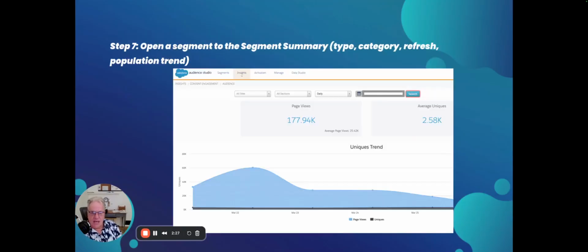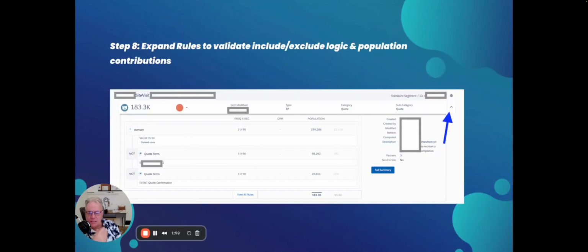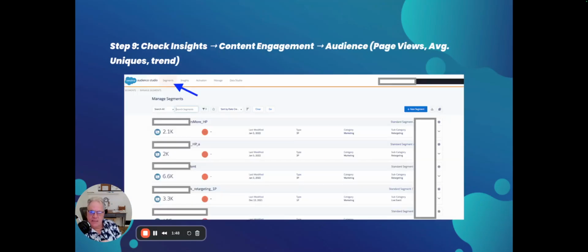I blocked this out. And here, for instance, are the insights. You know, how many page views, average uniques, page views 117,000, uniques 2.58K. What's the trend, say, for a campaign? This is for all sites, all sections, daily, average page views daily. Here, for instance, is site visits, 183K. And when you look at it, it's like, what's the value? How was it quoted?